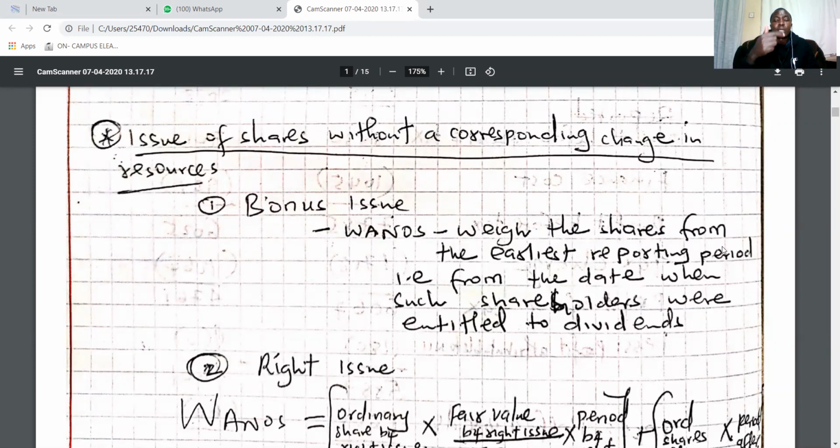Then coming to September, the entity did a bonus on a certain proportion. So remember that in order to determine the bonus this entity made, you take that proportion and equate it with the number of ordinary shares which were there from the initial period. You determine the bonus.